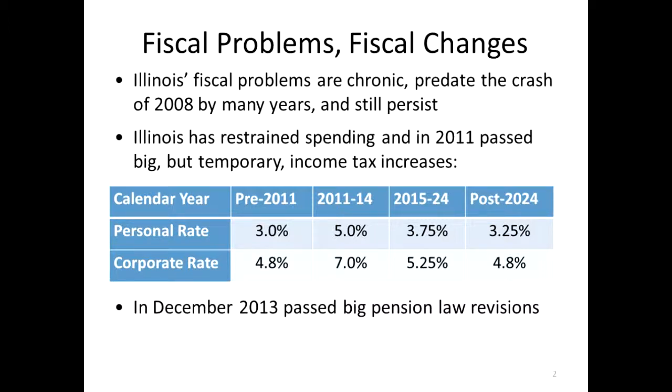So, as I said, we made a number of changes on the spending side, most of necessity. We passed this big temporary tax increase, and also just December of 2013, there were major changes to the pension law, which have big, especially long run, not much in the way of short run, but long run savings to the state.